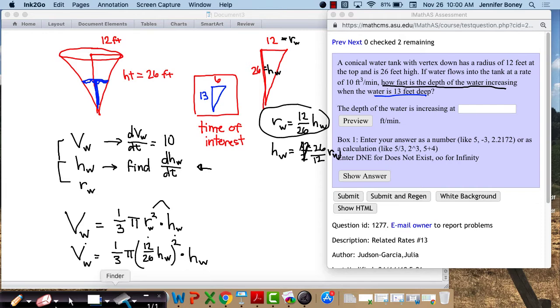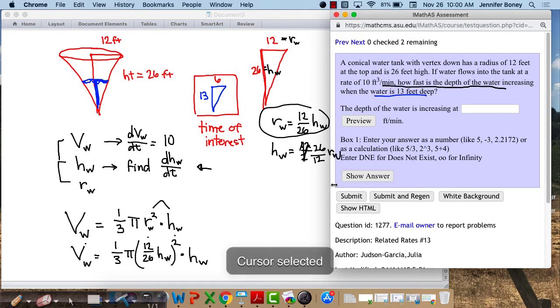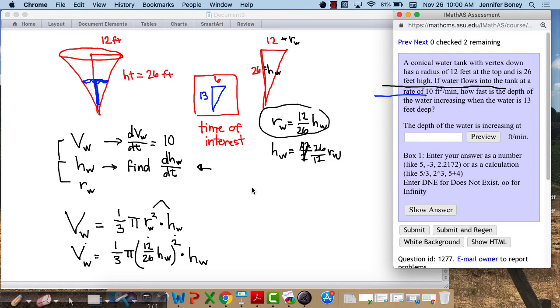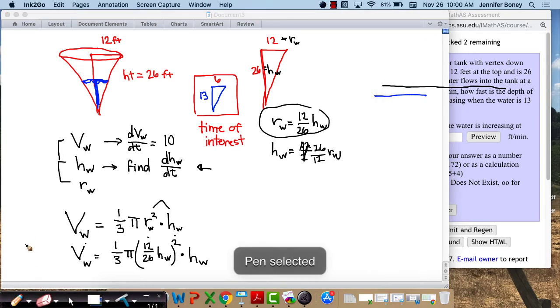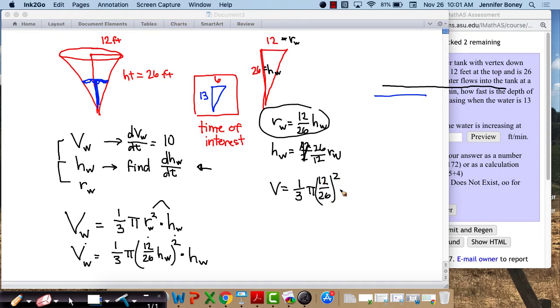So in any case, from here, it's more like the others. I need to find a derivative with respect to time. So I'm going to leave off the w's, as I was just talking about, just to simplify this. Here, let me see if I can scoot this out of the way. So if I think of V equals 1/3 pi times whatever 12/26 squared is. This is all just coefficients. Times h to the third power. That's just simplifying this and leaving out the w subscripts. That's a kind of messy number. I'm not going to grab a calculator to work on that right now, but it's just a coefficient.